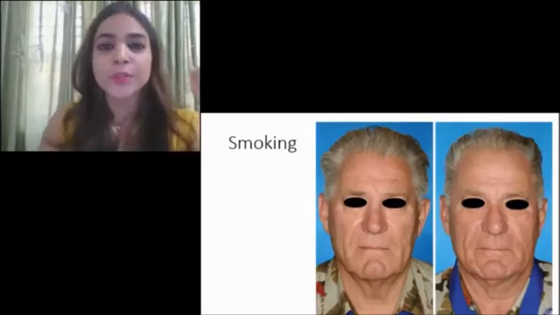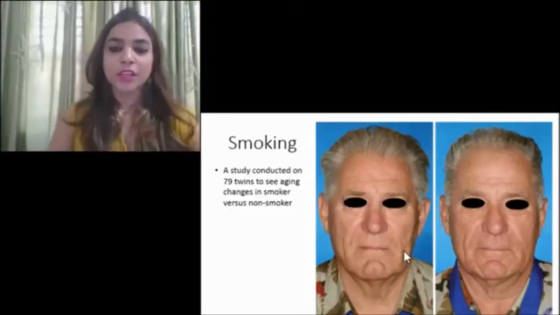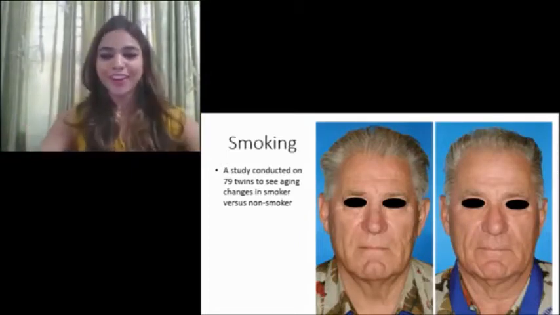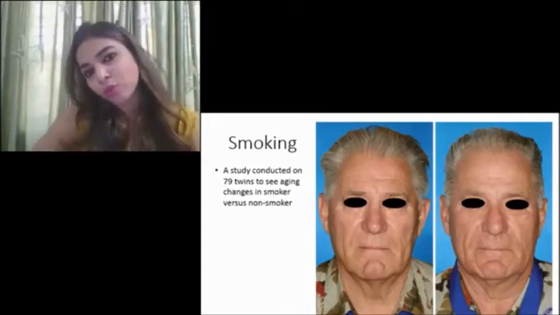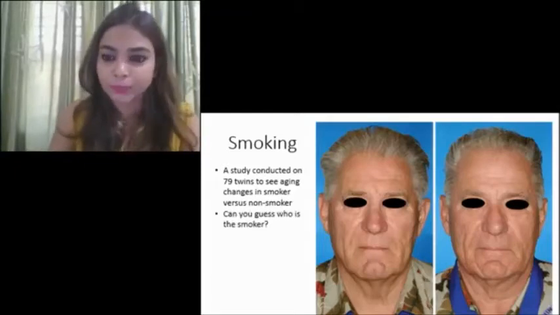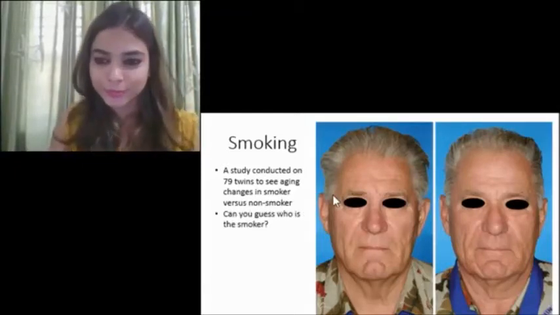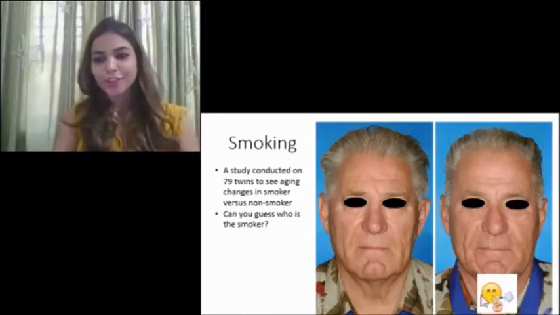So first I'll deal with smoking. There was a very interesting study conducted over 79 identical twins, in which they took pictures of both twins. One of them was a smoker for more than 5 years and the other was not. So this is a picture of one of the twins. If you look at the picture, can you guess who is the smoker? Okay, maybe some of you would have guessed correctly. So the smoker is on the right.